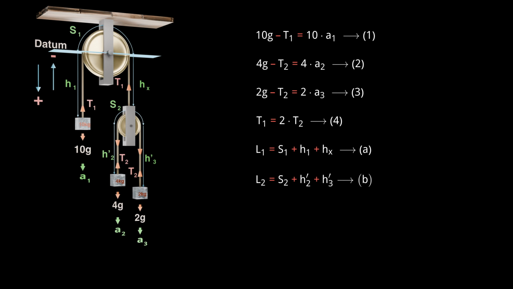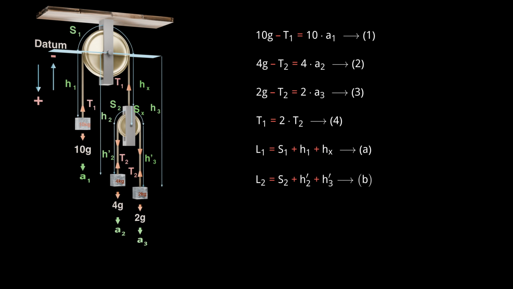To establish the distances from the datum to the 4 kg mass and the 2 kg mass, let us define the distances from the datum to each mass as H2 and H3, respectively. Additionally, the section between the top of the movable pulley and the center of the pulley will be denoted as Sx, which is a fixed length. To ensure all measurements are taken from a single reference point, the datum, we replace H2 prime and H3 prime with H2 and H3 respectively.